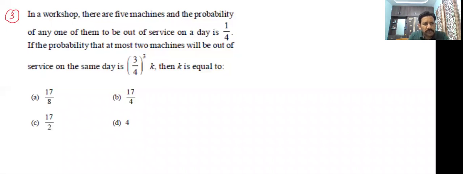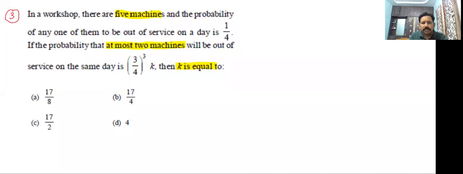Now, third question. In a workshop, there are 5 machines and the probability of any one of them to be out of service on a day is 1 by 4. If the probability that at most 2 machines will be out of service on the same day is (3 by 4) whole cube into k, then k is equal to?